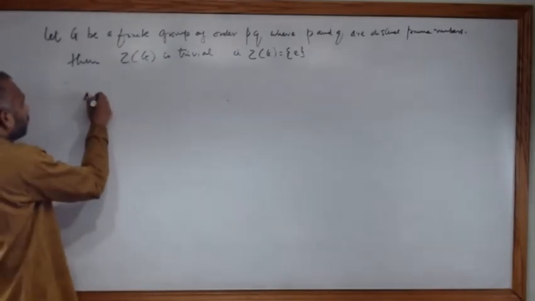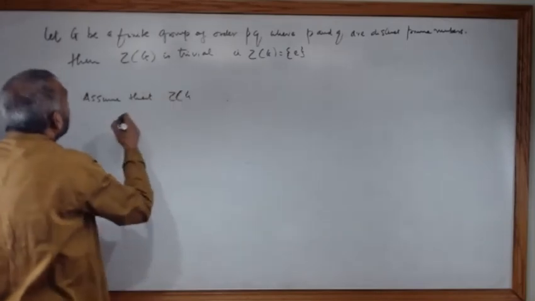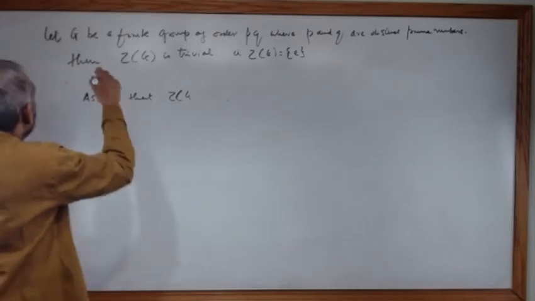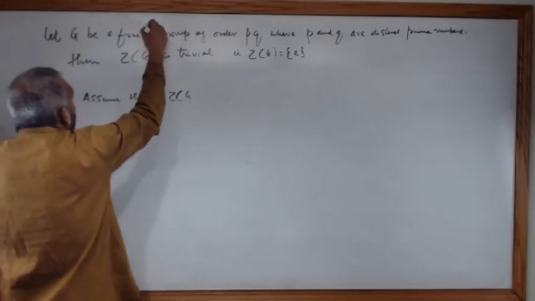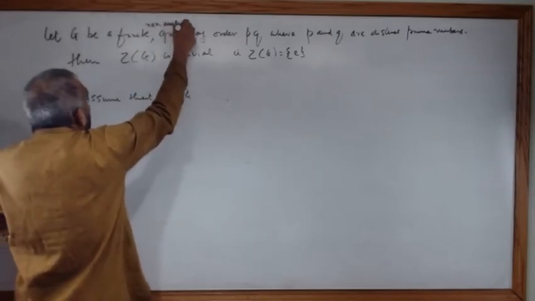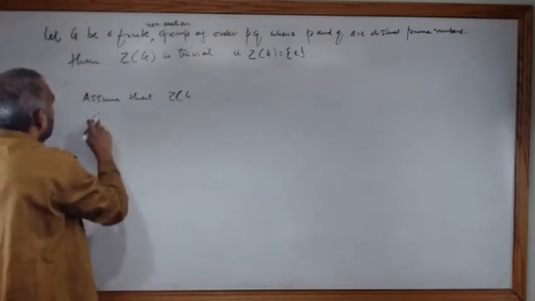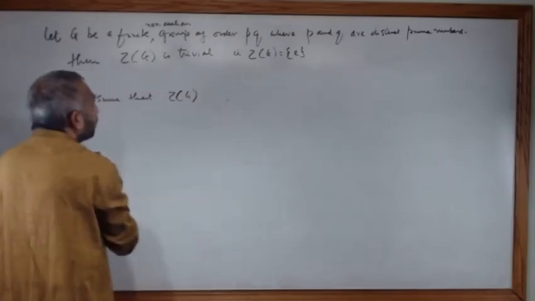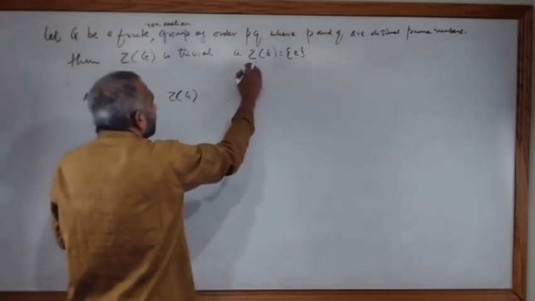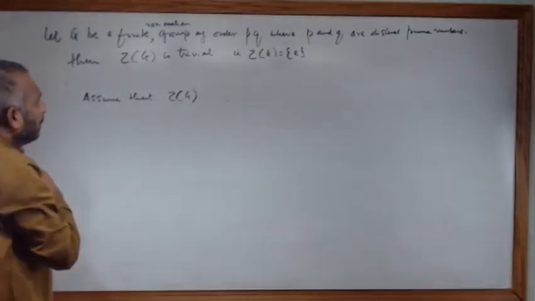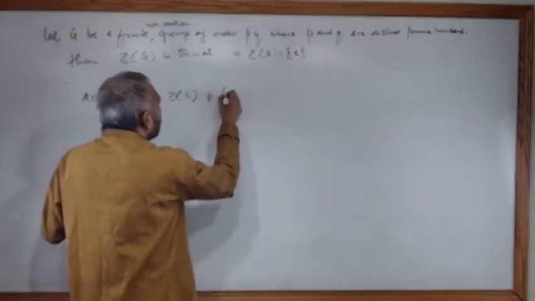So what you do is, we need to say let G be a finite non-abelian group. It has to be a non-abelian group. So assume that C of G is not equal to e, because if it is abelian, definitely C of G is going to be the whole of G. So that is not what we want to prove.